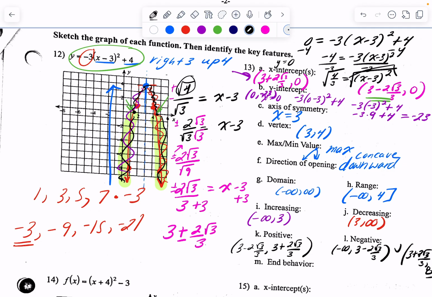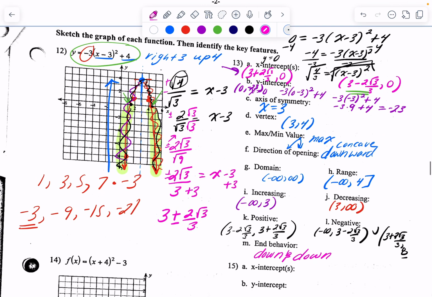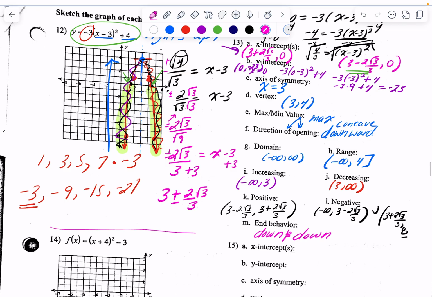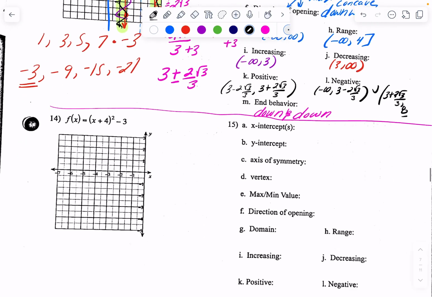So it's just not very pretty numbers, but it's not that it's necessarily hard. It's just not pretty and so straightforward as when we have whole numbers. Our end behavior is down and down. X-intercepts we already found. Oh, okay, it's the start of the new problem. Wow, that one was a decently advanced one only because it didn't have the prettiest of numbers.